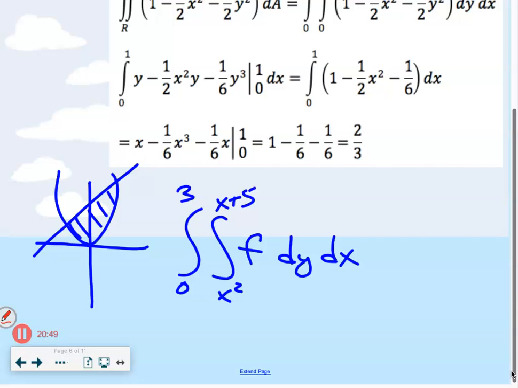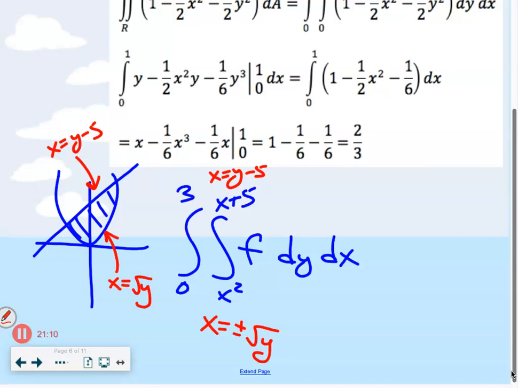So if I wanted to switch this so that it was x equals, so then if this is the function y equals x squared, you get x equals plus or minus root y, and you get x equals y minus 5, right? So this would be x equals root y. This would be x equals negative root y. We're getting really deep into this stuff, like way deeper than I was planning on going today.